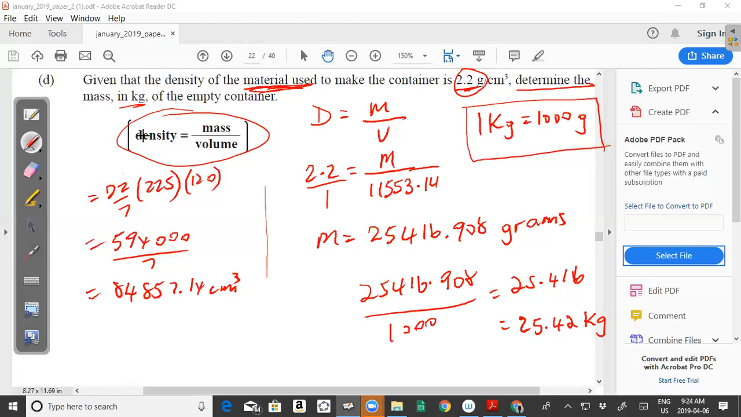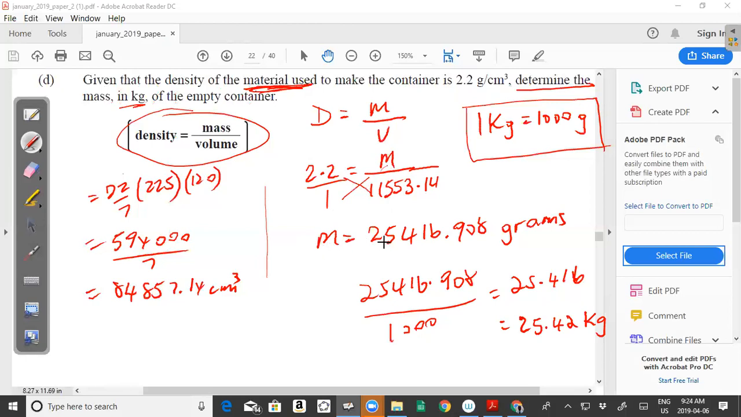So we have the density that's given to us. That's the density formula that is given to us there. Density is equal to mass divided by the volume. That's something that you should know, right? And we're given the density, which is 2.2. So we just simply replace this D here that represents the density with 2.2. That's equal to the mass, that's what we are trying to find, divided by the volume, which represents the material used. We simply cross multiply here, right?